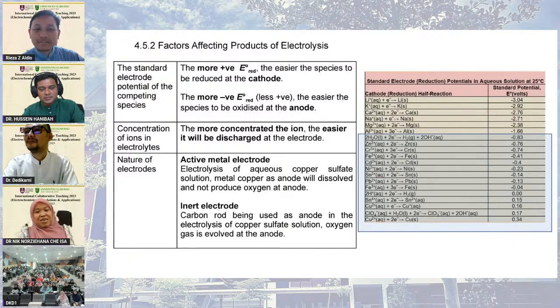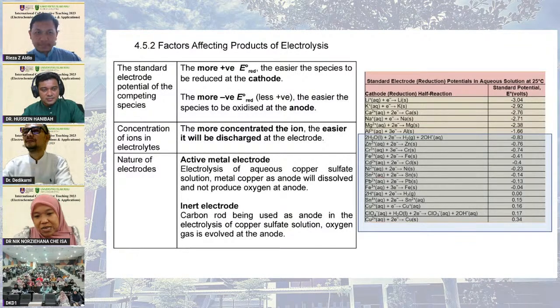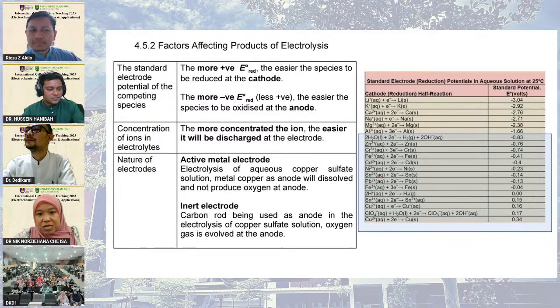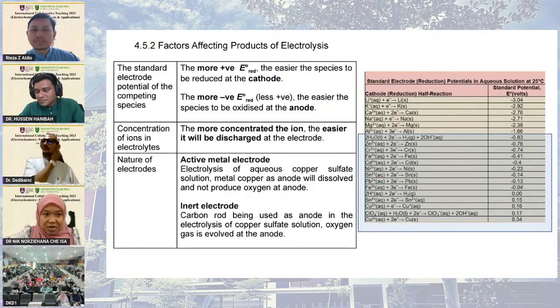Yeah, okay. So Pak Reza, Dr. Dedi, Dr. Hussein and all the students here, if, for example, we intend to reduce the copper, we compare to the standard hydrogen electrode. However, in the lab, we never use the standard hydrogen electrode because it's not easy to produce. So usually we will use a reference electrode, either silver chloride or saturated calomel electrode.